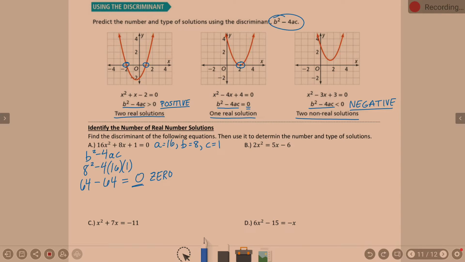Look back up at the chart up above. When my discriminant equals 0, what does it say about solutions? There is one real solution. Now, in Savas, it's not going to just say one real solution. It's going to say one real, remember what we did yesterday? Repeated solution. Because technically there are two identical factors.